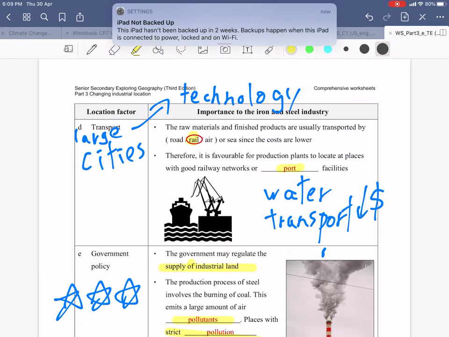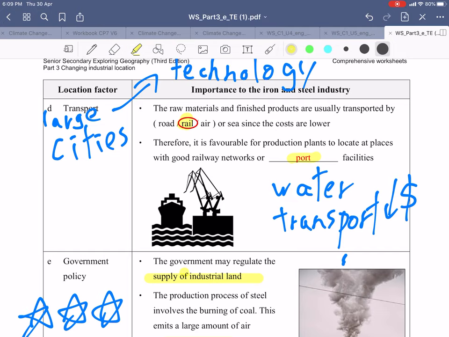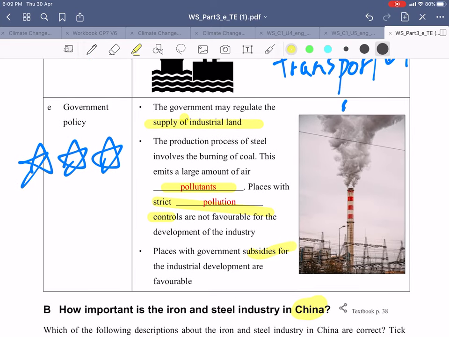Okay, let's see. And then transport, I've just said also, the port and also railway are important things that lead to the happening of the iron and steel plant. Okay, we need railway, and then we need ports to bring in a lot of raw material, and also take away a lot of finished product to the market area. Okay, and also government policy.